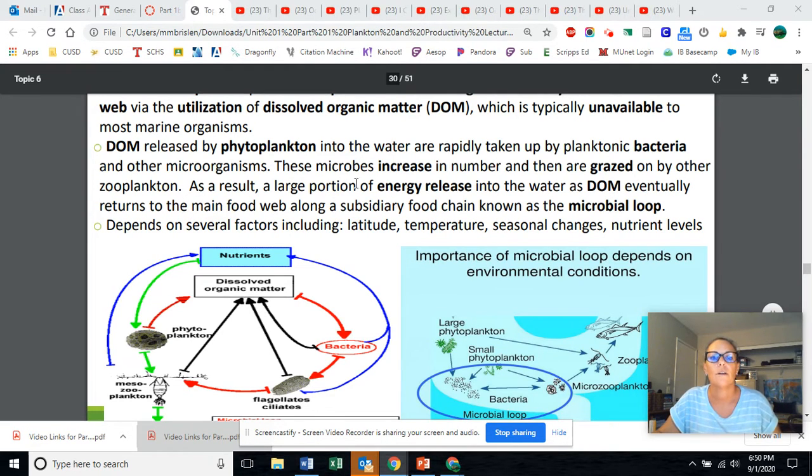Okay, so as a result, a large portion of energy released into the water as DOM eventually returns to the main food web along a subsidiary food chain known as the microbial loop. So we've been talking about this for a while. Hopefully it's starting to make sense here. There are lots of factors that can limit these microbial loops and really phytoplankton: latitude, temperature, seasonal changes, and nutrient levels.